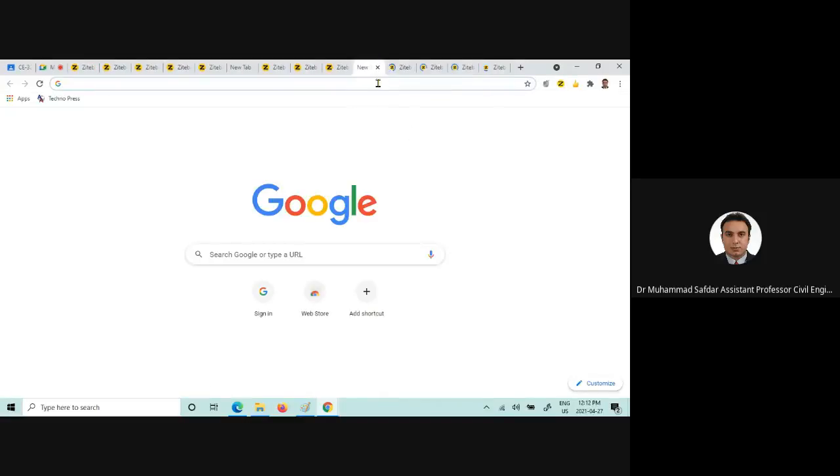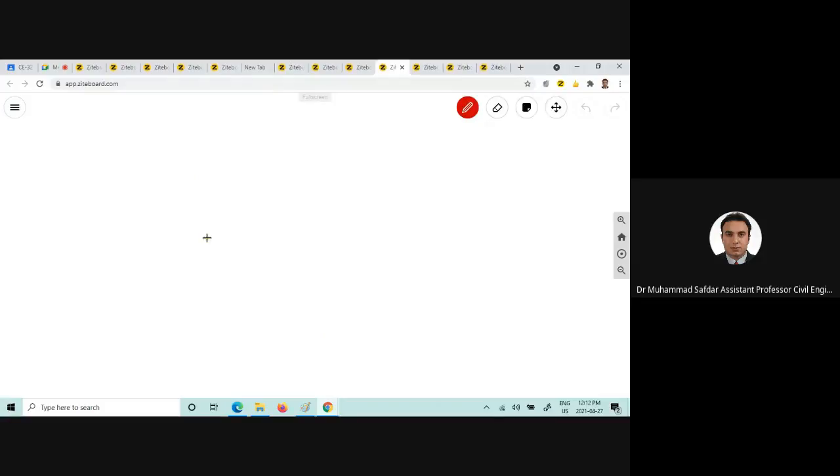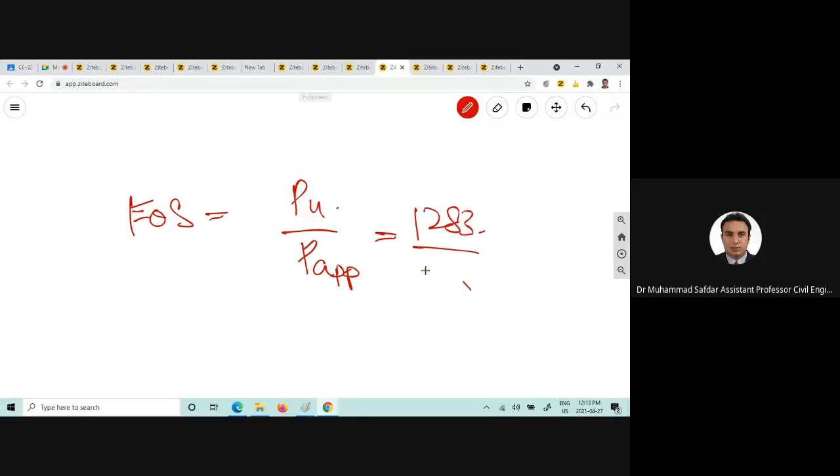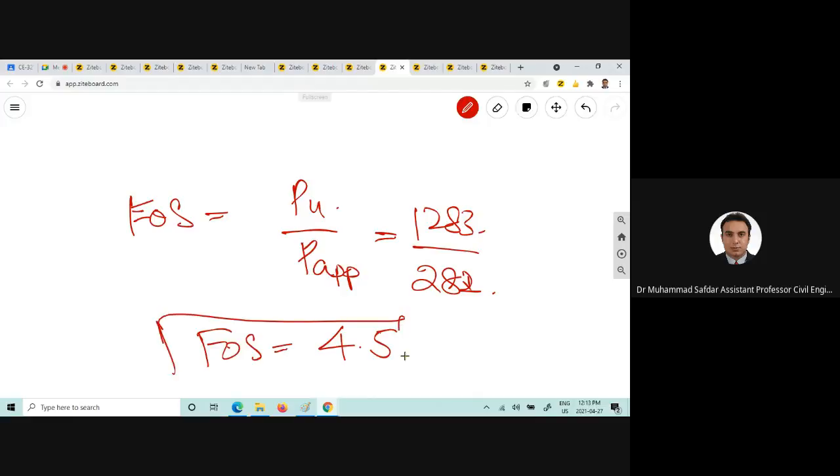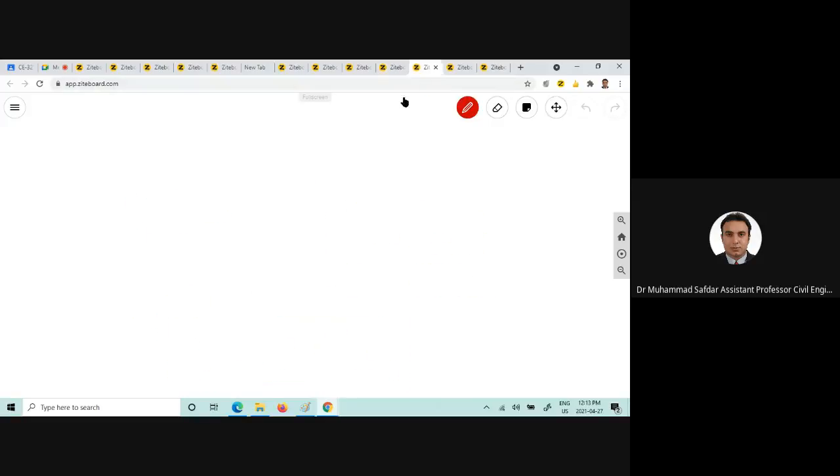Now we will go with the factor of safety, and the factor of safety would be PU divided by P applied. So 1283, and if you divide that by 282, we'll come up with a factor of safety of 4.5. Now there is another problem.